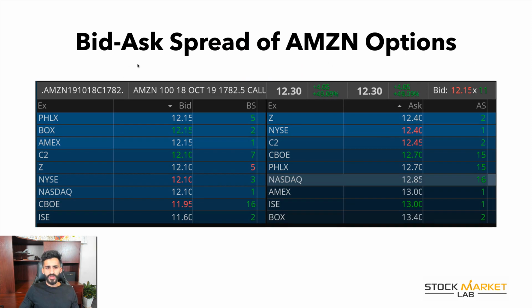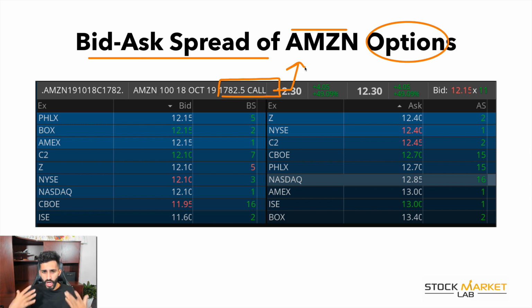So right here, we're looking at the bid and ask spread for Amazon options. You can see it's very similar, right? But now this is for an option contract, right? So this is for a call. Call, once again, means you're anticipating that the stock is going to go up.